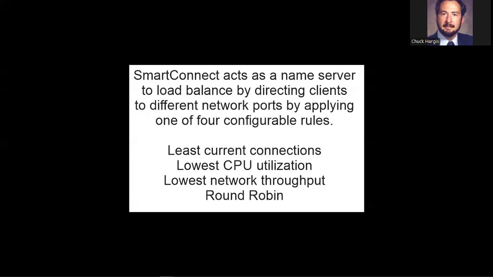As a secondary name server, the SmartConnect service will use one of these four rules to decide which physical port to send each client to, and those are the least current connections, the lowest CPU utilization, the lowest network throughput, or a simple round robin.